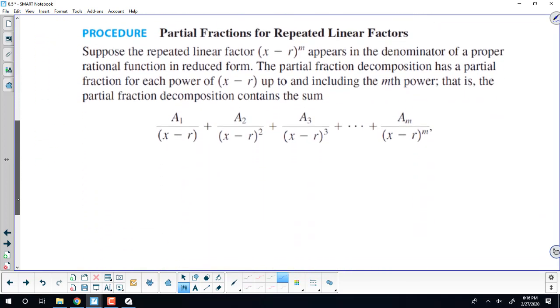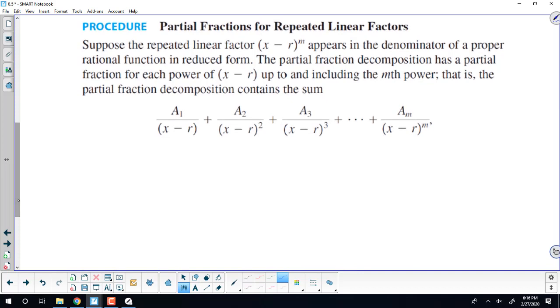Partial fractions for repeated linear factors. We've got a constant over our linear factor, another constant over that linear factor to the second power, and so forth until we exhaust that power. But still, it's just a constant over the linear. If you've got a linear factor, it's just a constant over the linear.